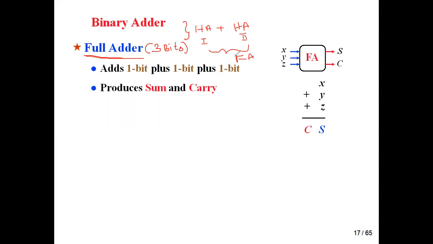How is it? I'm going to add 3 bits. This may be one half adder. The results of this half adder, sum and carry, may be 0, 1. We assume sum is 0, carry may be 1. These two can be added with this by using another half adder. So a full adder can be designed by using two half adders.